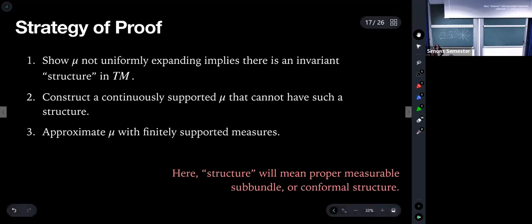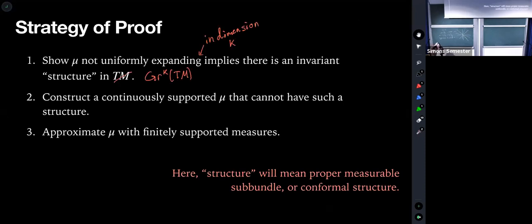So something to note here, structure means proper measurable subbundle or conformal structure. In general, this can be a very complicated thing, especially because you will often deal with, again, this is usually on the Grassmannian, but for the purposes of this talk, it's sufficient to think about it as you have a non-random direction, right? Somehow there's a non-random direction in your dynamics that is causing problems for expansion.